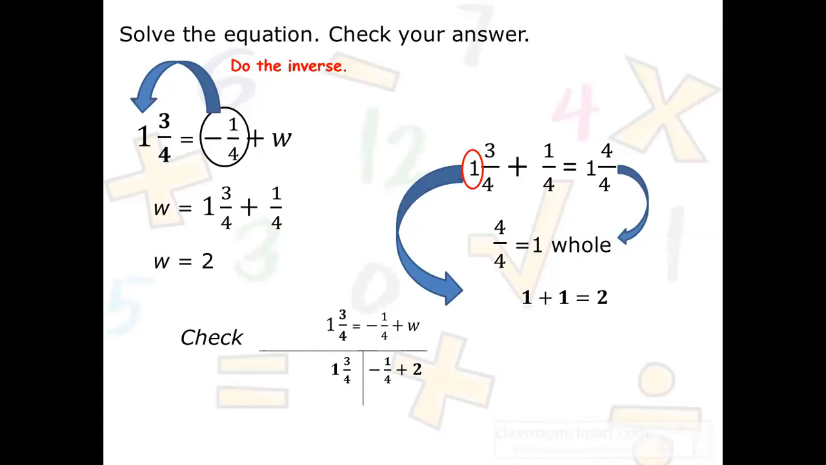How many parts do we have? 4 from one and another 4 from the other. So we have all together 8 parts, right? So if you change this to a fraction, that's going to give you 8 over 4. All right. So 8 over 4 minus 1 over 4. How much is that going to give you? 8 over 4 minus 1 over 4 will give you 7 over 4. Now 7 over 4, if you change it back, will give you 1 3 over 4.